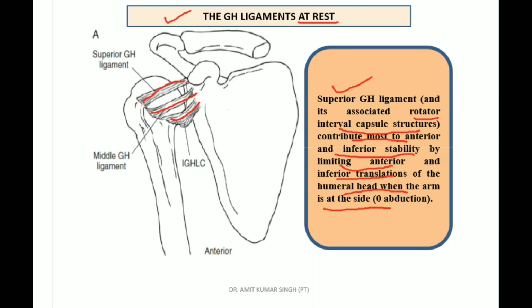So what does it mean? When the shoulder is at rest, the ligament which is more taut is the superior glenohumeral ligament. Apart from that, the rotator interval capsule provides anterior and inferior stability. During that time, the other two ligaments, the IGHLC and middle glenohumeral ligament, are lax, they are loose. So when the joint is at rest, the working mechanism is done by the superior glenohumeral ligament and components of the rotator interval capsule.